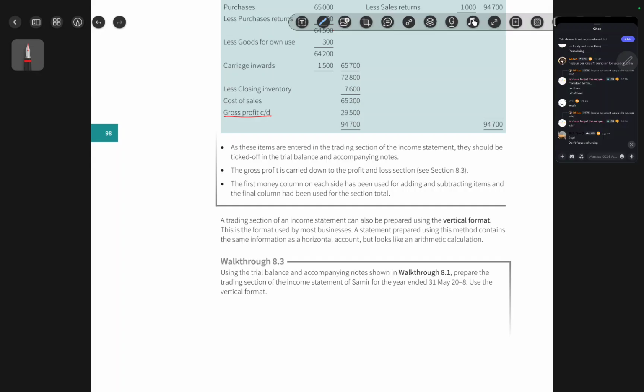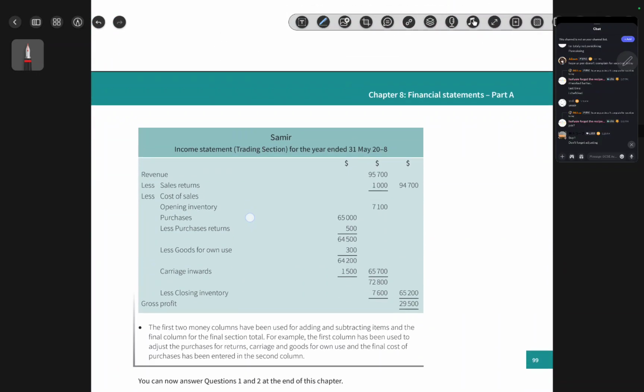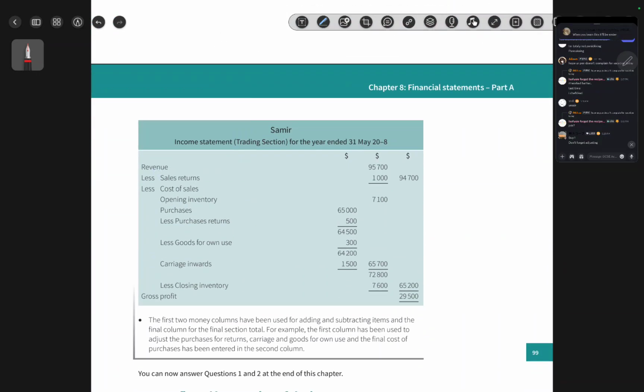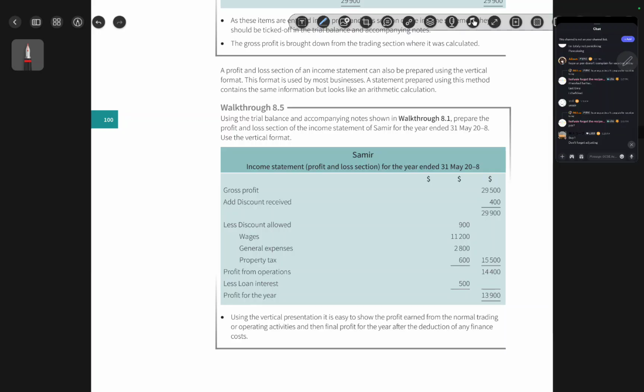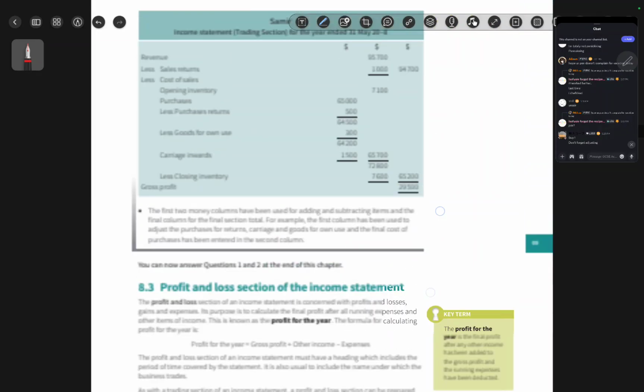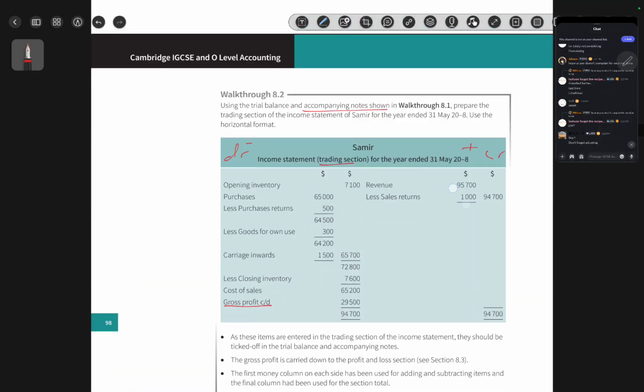A trading section can also be prepared using the vertical format, which is used during exams and by most businesses. A statement prepared using this method contains the same information but looks like an arithmetic calculation, because it's all plus and minus. This is sales minus sales returns minus cost of sales, and then you get your gross profit. Then you subtract expenses. You add discount received, you deduct all your expenses, and then you get your profit. So this one's way easier.